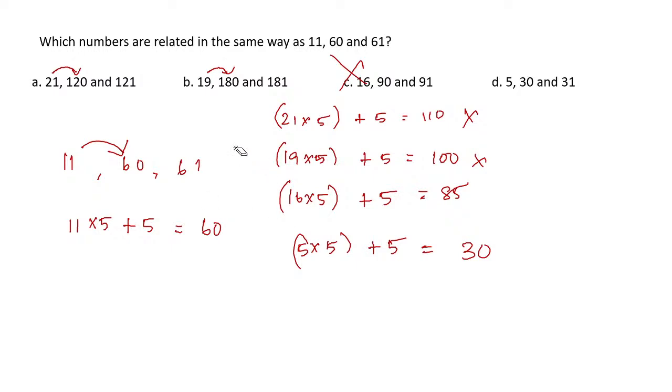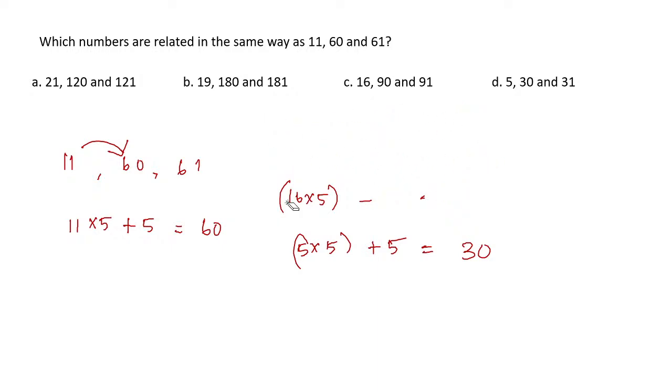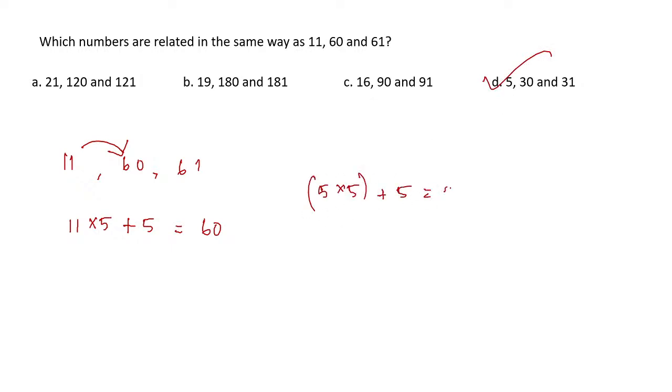So let's try to get the answer. Now we need a relation between 120 and 20, 11 and 61, right? No, that's not needed. So let's go with the option 5 into 5 plus 5, which is 30.